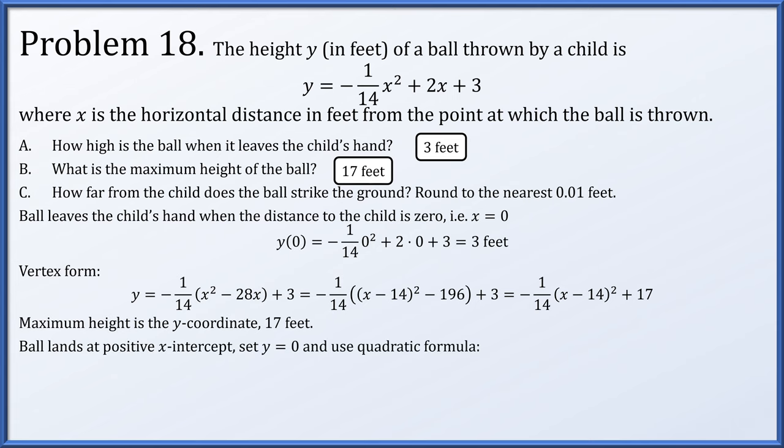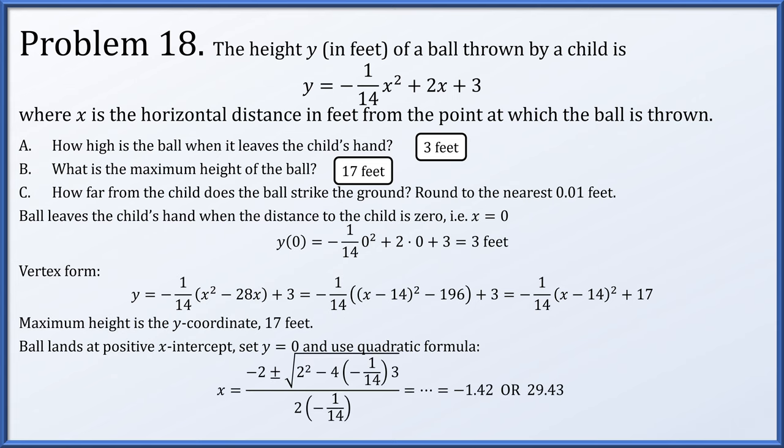Finally, how am I going to determine how far from the child does the ball strike the ground? Well, it strikes the ground at a height of 0, so I'm going to set y equal to 0, and I'm just going to use the quadratic formula here. Plugging all this stuff in and computing it with a calculator, we get either negative 1.42 or positive 29.43, rounded off. And we throw the ball and it moves away from us, so it's a positive distance. 29.43 is the correct response.